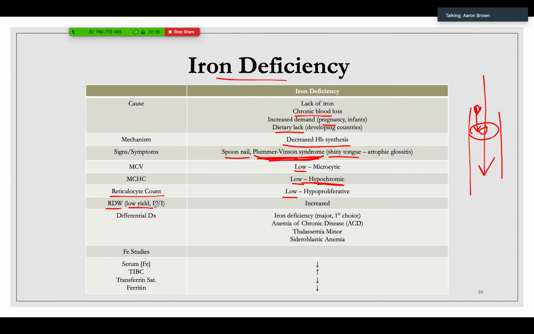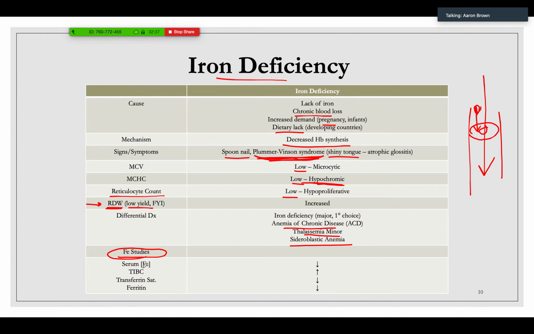RDW, this is pretty low yield. Don't really need to worry about this, but this is essentially what your RDW would be if you measure from the smallest red blood cell to the biggest red blood cell. But again, it's not very helpful when you're looking at these questions, so I don't recommend wasting time learning about this one. Differential diagnosis: if you see iron deficiency, this is going to be number 1. Anemia of chronic disease, we're going to talk about shortly. Thalassemia minor and sideroblastic anemia. But what we see on iron studies is going to give it away.